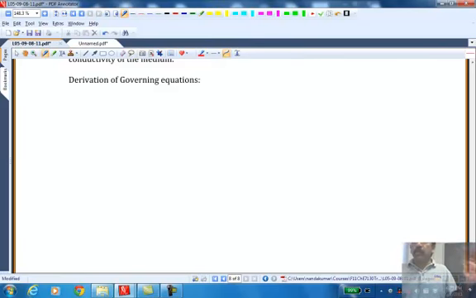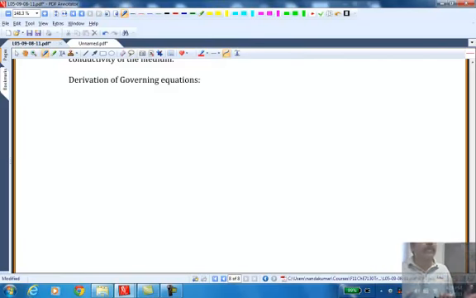The two books that I'm going to rely on in this course, one is Stewart and Lightfoot, the other one is Kundu and Cohen. They both take different approaches. So it is actually good for you to see both approaches. And I'm going to do both approaches for different problems.